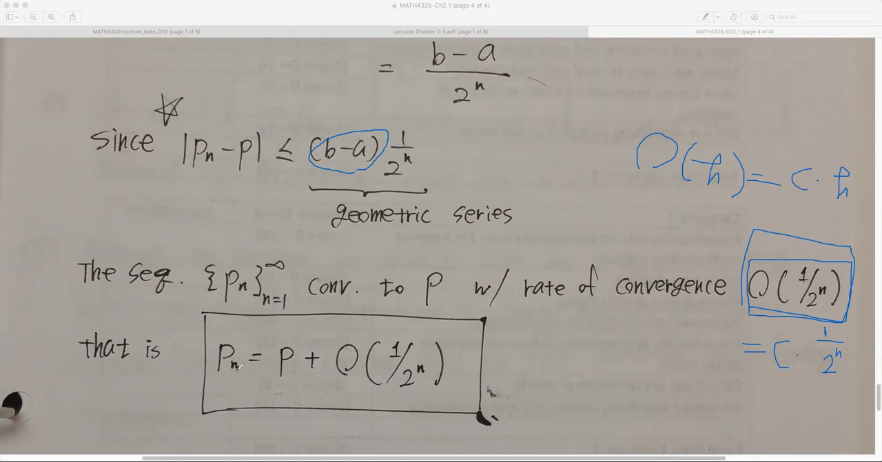So now pn is equal to p plus big O of 1 over 2 to the nth power. Okay. So as n increases, then what? Big O will decrease by a rate of 1/2, right? So now then, let me see.